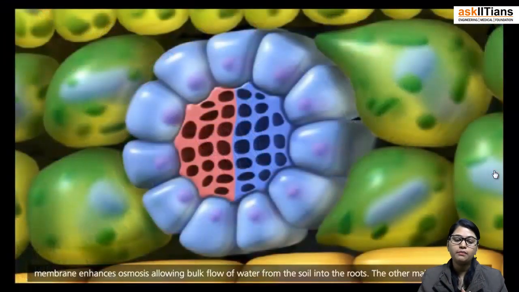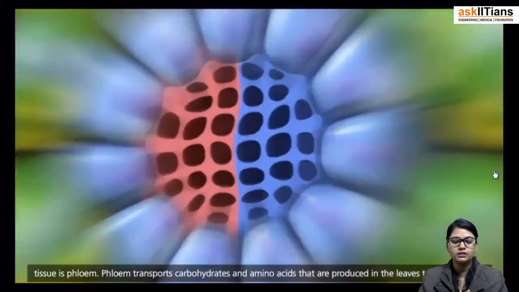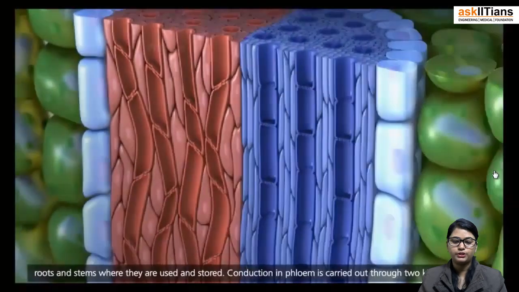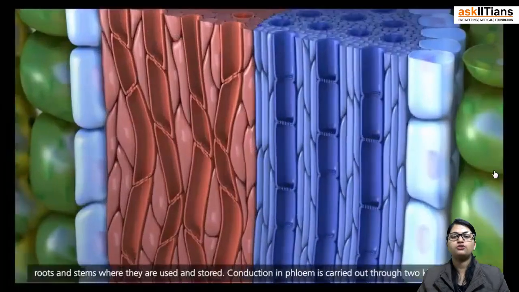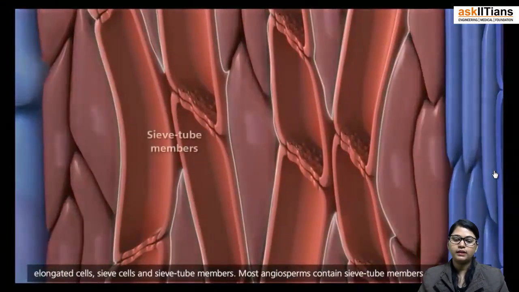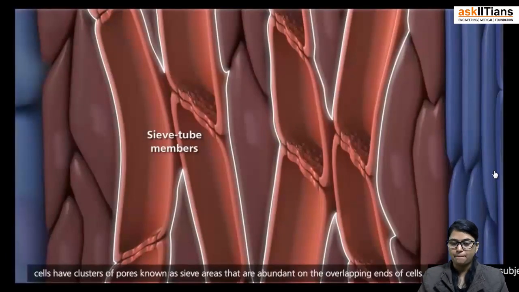The other main vascular tissue is phloem. Phloem transports carbohydrates and amino acids that are produced in the leaves to the roots and stem, where they are used and stored. Conduction in phloem is carried out by two kinds of elongated cells: sieve cells and sieve tube members. Most angiosperms contain sieve tube members.